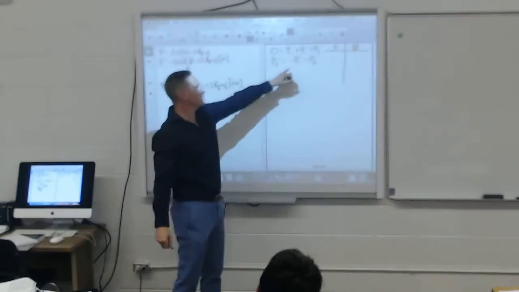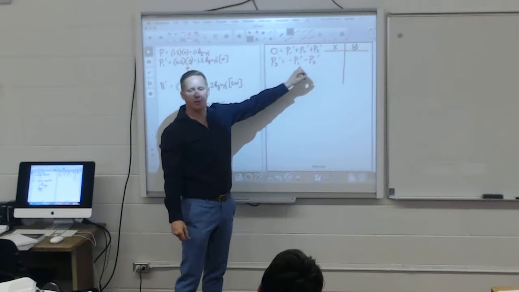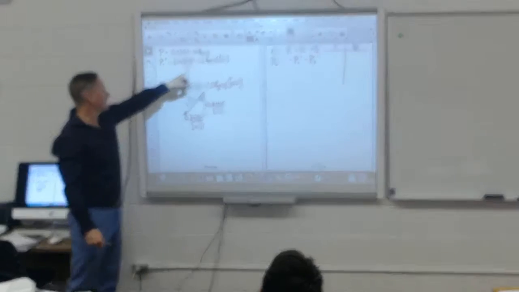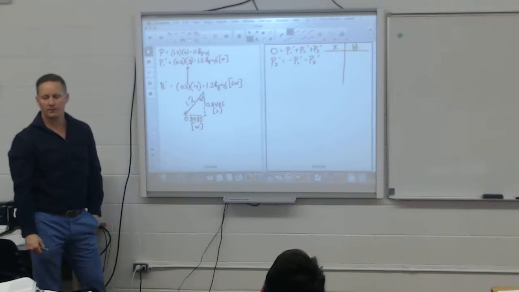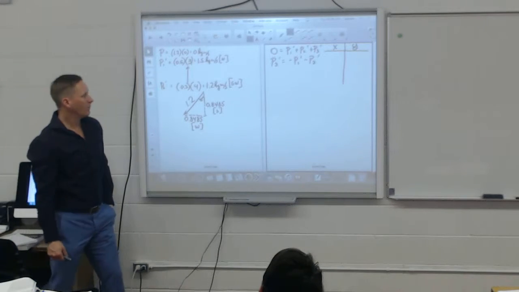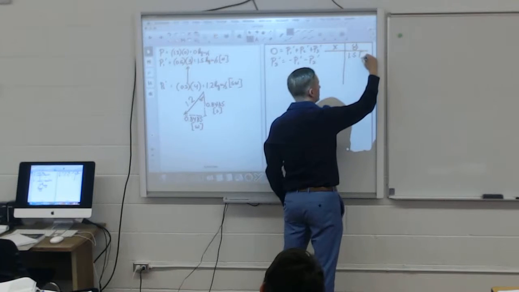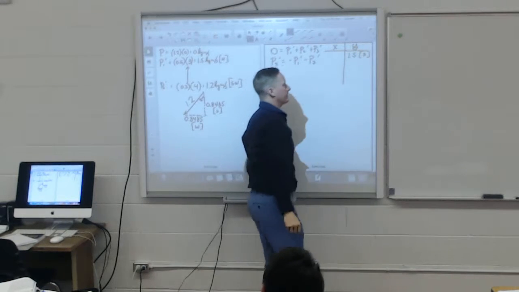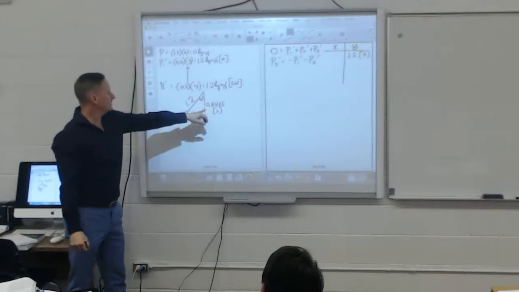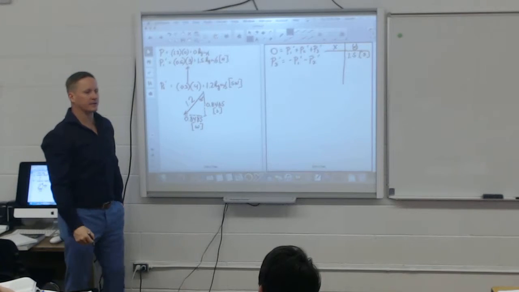If I'm going to do it this way, I notice I have a negative P1. What's the negative of 1.5 to the north? 1.5 to the south. So I'm going to write that right here. 1.5 south. I need the negative of 0.8485 to the south.